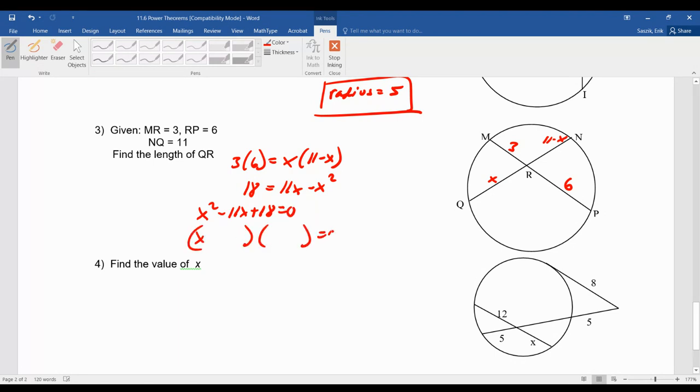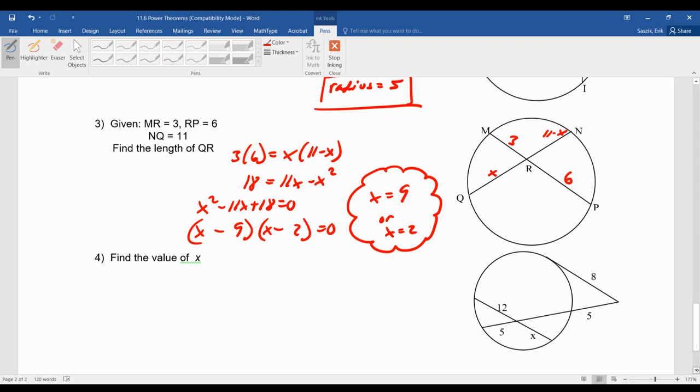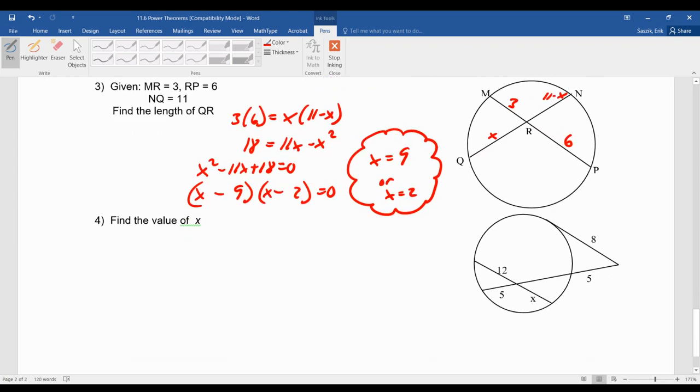This one actually does factor, 9 and 2. So you get x equals 9 or x equals 2. And remember, both of them are correct. So we have two possibilities for this length. We know that this chord has been cut into lengths of 9 and 2, but we don't know which one's which. So you would have to list both possibilities there.